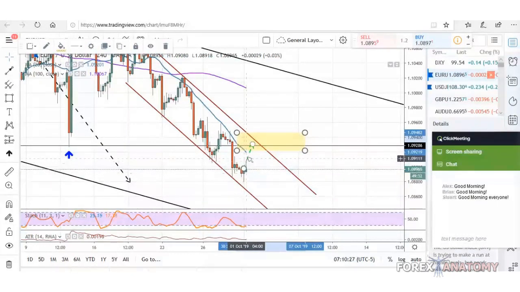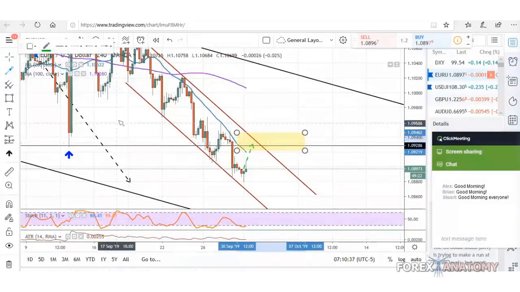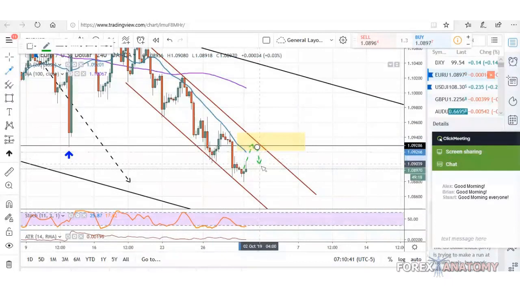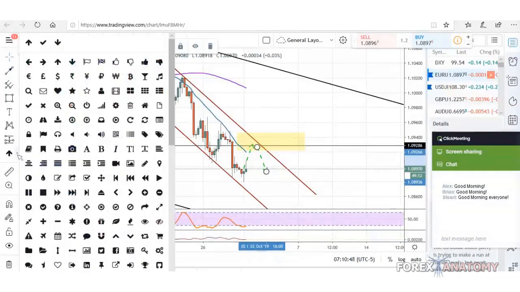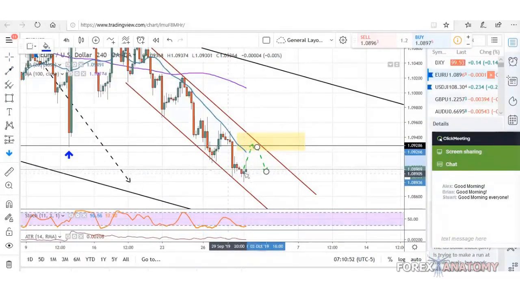I'm looking for price to correct higher and retrace into this area where it has confluence with this descending trend line resistance. And then from there, I'm looking for an opportunity to short this pair or sell this pair. And I'm going to target the lows right here. I'm not going to shoot for extended targets. I'm just going to target the lows right here on the 4-hour chart, or the recent 2019 lows. I'm not trying to do anything more than that.